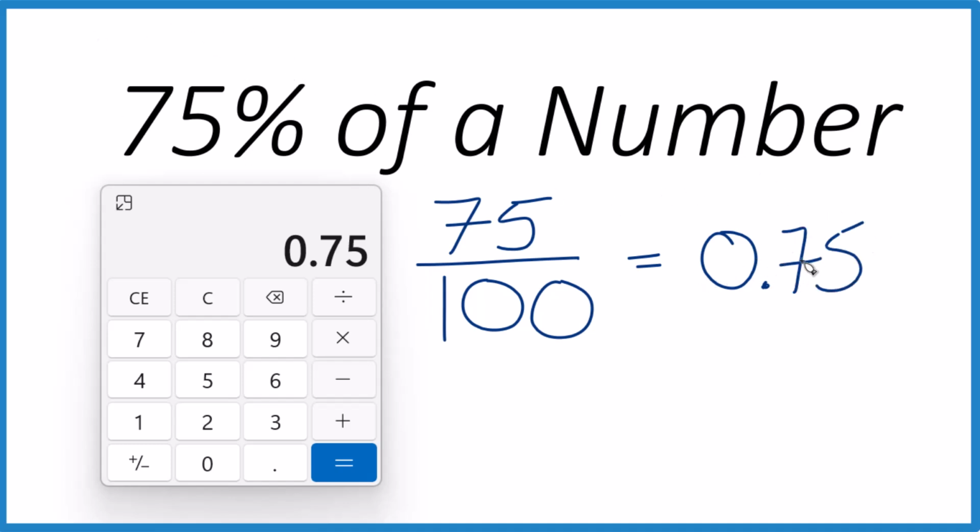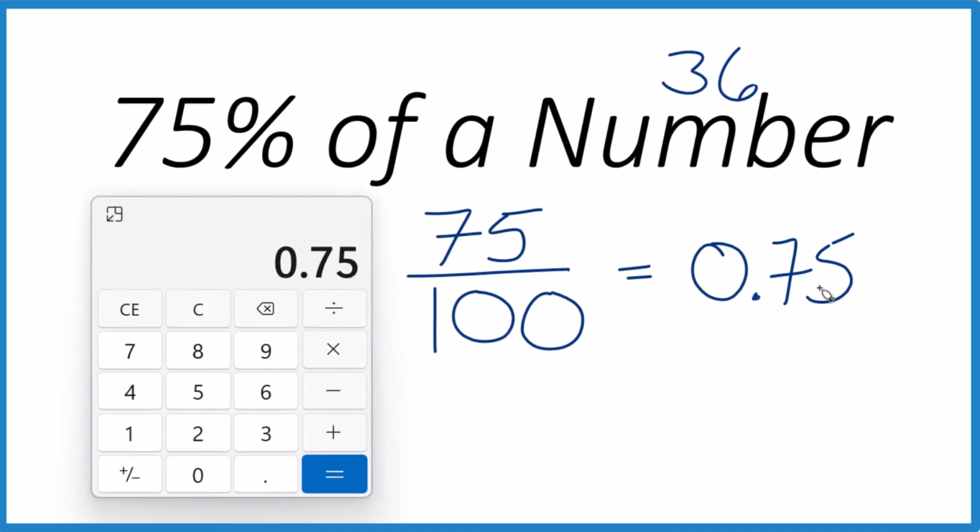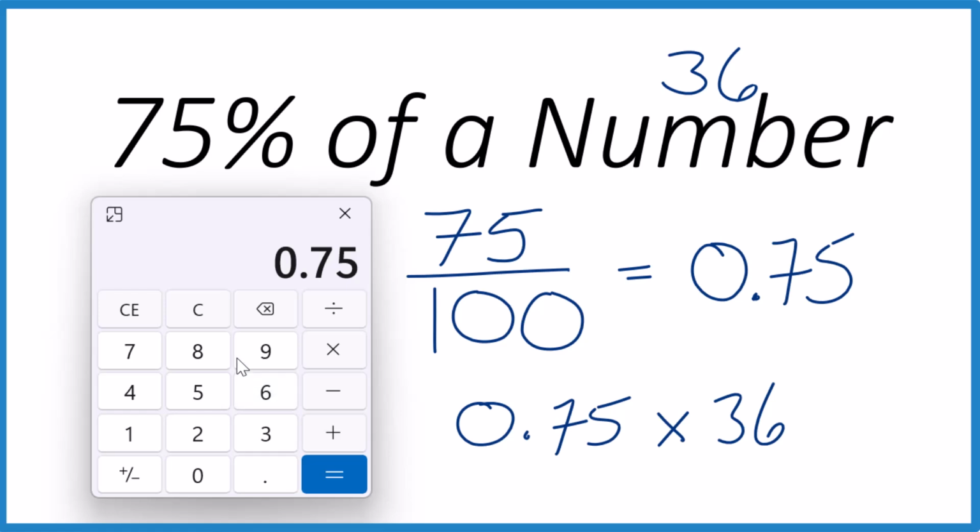So we've just converted our percent to a decimal. And now all we need to do is multiply that decimal by any number. That gives us 75% of a number. So let's take 75% of 36. We take 0.75 times 36. 0.75 times 36, we get 27. So 75% of 36 is 27.